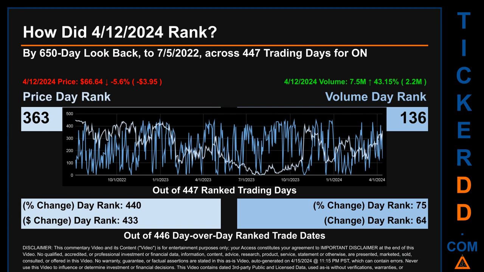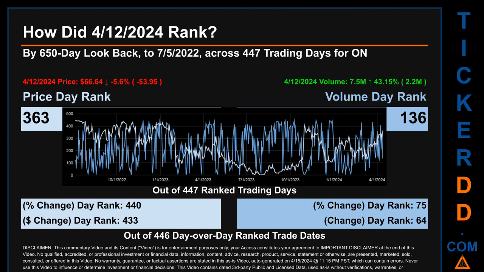By a 650 calendar day look back to the 5th of July 2022, across 447 trading days, the 12th of April 2024 price ranked 363 while its volume ranked 136. Each of the 447 trading days were ranked amongst themselves by highest end-of-day price and volume, with a rank of 1 being the highest and 447 being the lowest ranked day.